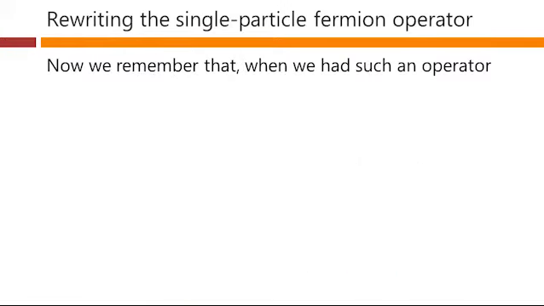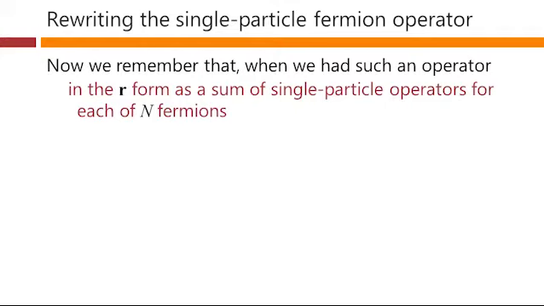Now, we remember that when we had such an operator in this R form as a sum of single particle operators for each of n fermions, we had operators like this where we had to add all of these up. These were the single particle operators for some fermion indexed with i, and we had capital N fermions. So we got a total operator that was a sum over all of these.